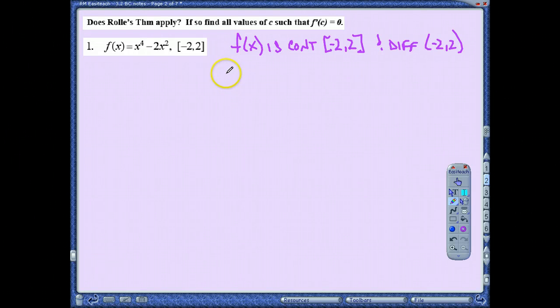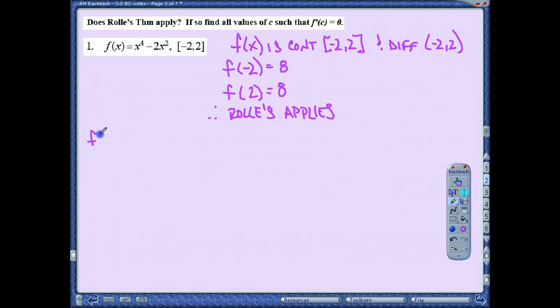The second thing we must do is find f of a and f of b. These should equal the same value. When I plug -2 in, I get 8. When I plug in +2, I get 8. Therefore, Rolle's applies. And now we get to find those values.